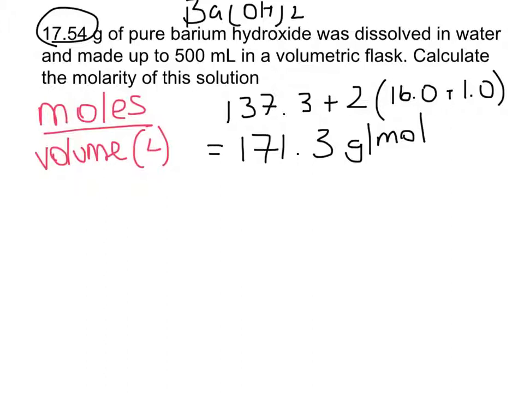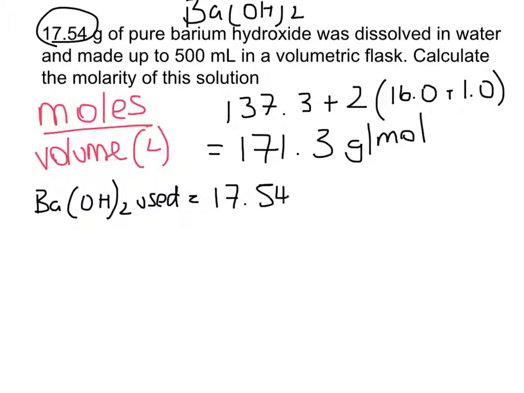Okay, so that's of our complete barium hydroxide, but we only used 17.54 grams of that. So we want to find out how many moles of barium hydroxide did we actually use. So to figure out that, that's pretty simple. We just plug our mass in, so that was the 17.54. Put that over our molecular mass at 171.3, and we'll find out that we used 0.1024 moles of barium hydroxide in this solution.